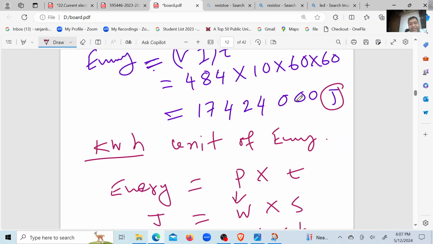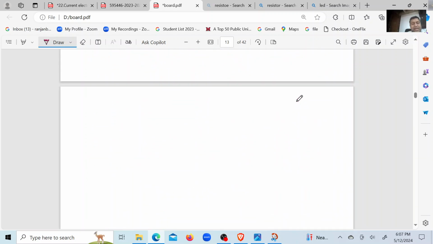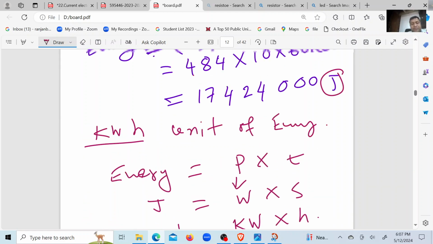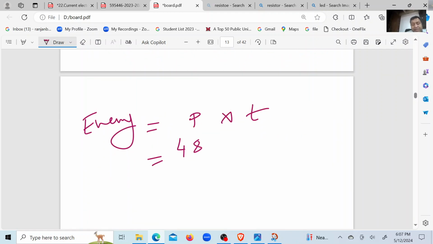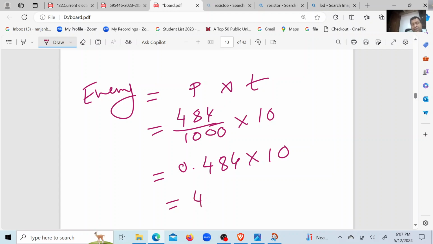Kilowatt hour. So in that case, what will be the electrical energy consumption of this TV in 10 hours? Look, power into time. It was 484 watt, but I need this value in kilowatt. So divided by 1000 into time. Time is 10. So what will be? It will be 0.484 into 10, that is only 4.84 kWh, kilowatt hour.